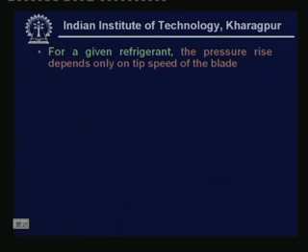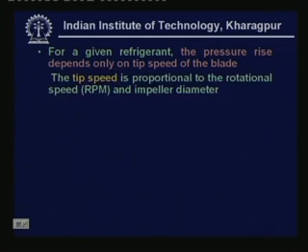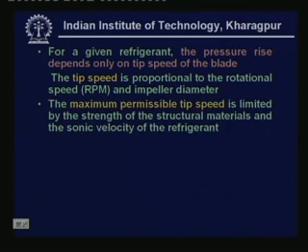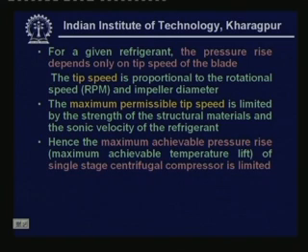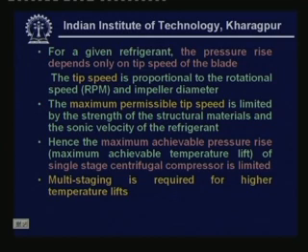From this equation you can see that for a given refrigerant, the pressure rise depends only on the tip speed of the blade, because delta P is equal to rho V square, and if you are fixing the refrigerant and assume that rho is constant, then the pressure rise is simply proportional to V square, that is the tip speed of the blade. The tip speed is proportional to the rotational speed and impeller diameter. The maximum permissible tip speed is limited by the strength of the structural materials and the sonic velocity of the refrigerant. Hence, the maximum achievable pressure rise, which is related to the maximum achievable temperature lift of a single stage centrifugal compressor, is limited. So, multistaging is required for higher temperature lifts.